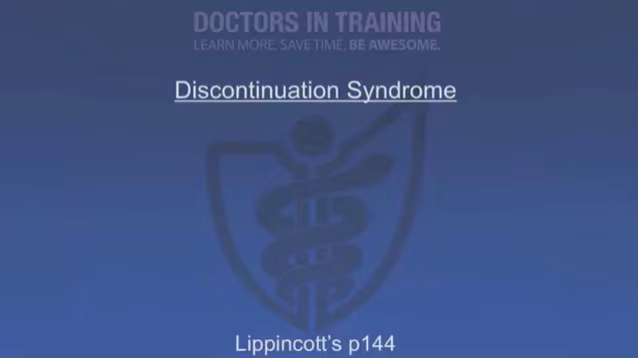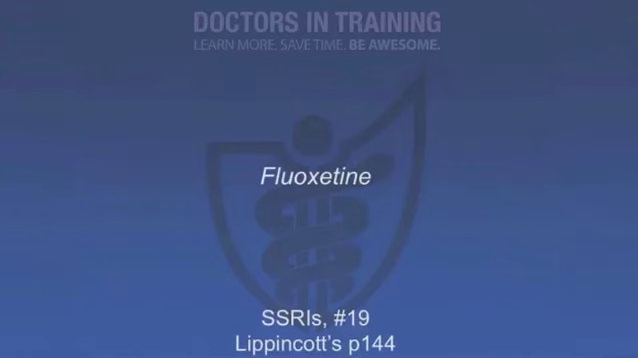Let's talk a little bit about discontinuation syndrome. Whereas all the SSRIs have the potential for causing a discontinuation syndrome when they're abruptly stopped, the agents with shorter half-lives and inactive metabolites have a higher risk of such an adverse reaction. Which SSRI do you think has the lowest risk of discontinuation syndrome? You're correct. Fluoxetine has the lowest risk of causing an SSRI discontinuation syndrome because of its long half-life and the long half-life of its active metabolite.